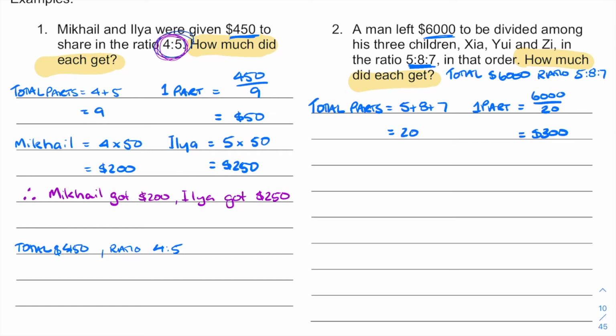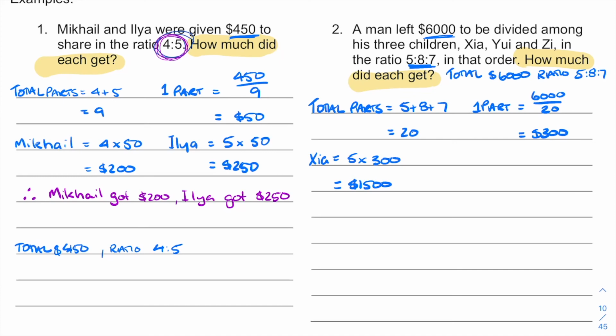So again, I'm hoping I get this pronunciation right. Jia, Yu, and Z will get 5, and then 8, and then 7. All right, with Yu getting the most. So let's get started. All right, so Jia, and I apologize to anyone if I am pronouncing these names incorrectly, is 5 lots of 300. And in this case, that is going to give us 1,500.